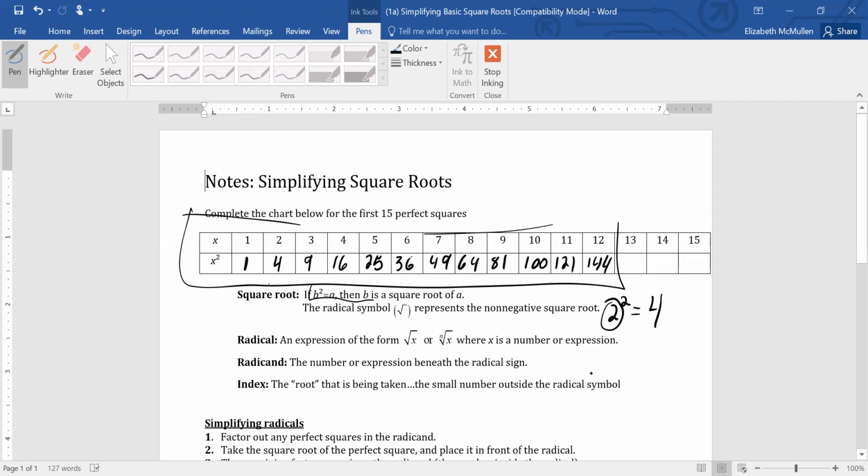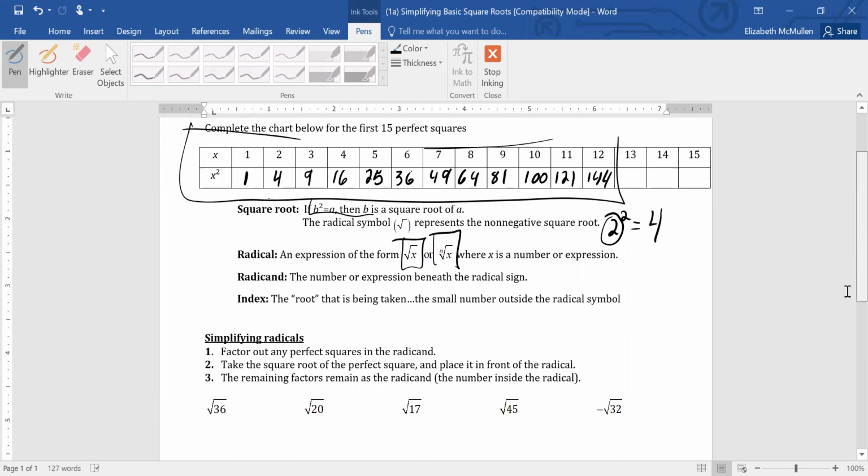All right, so a radical is an expression of the form looks like this or looks like this, where x is a number or expression. Radicand, that's the number beneath the radical sign. So in our examples here, that's our x. The index is the root that is being taken. That's a small number on the outside of the radical. So just drawing here.